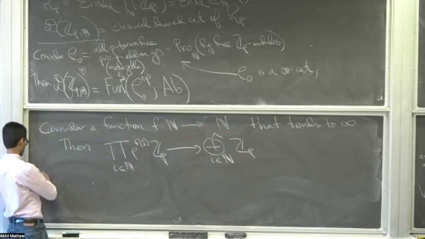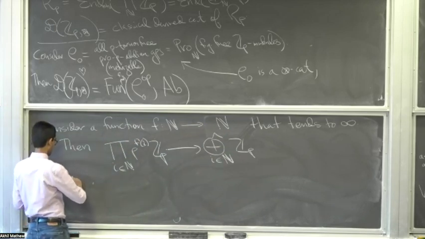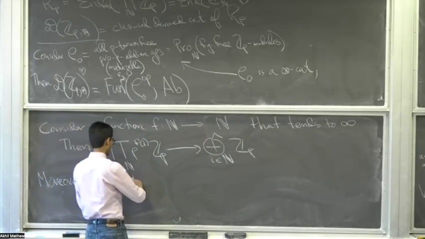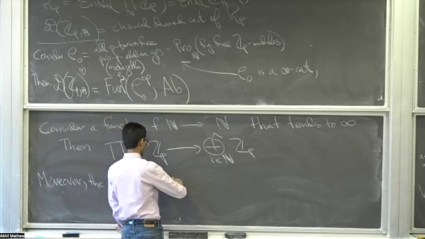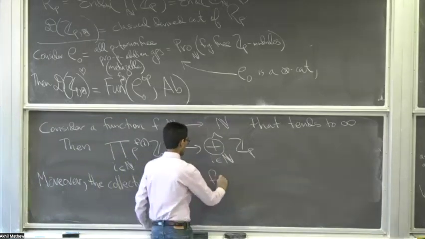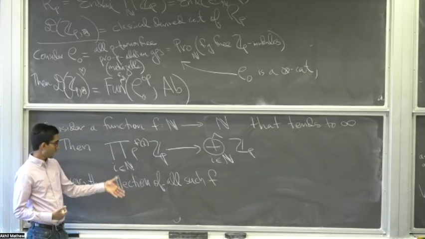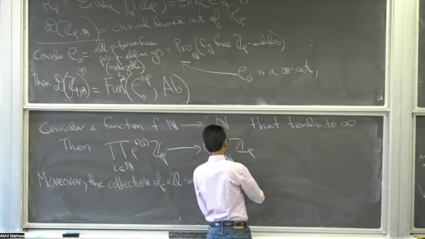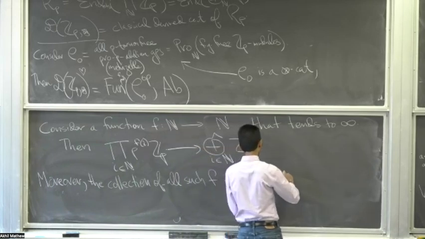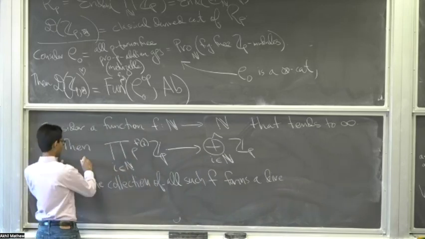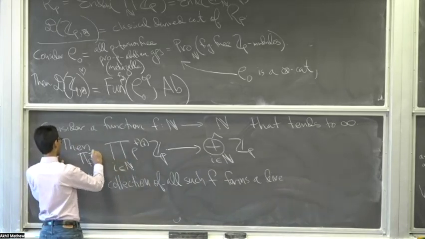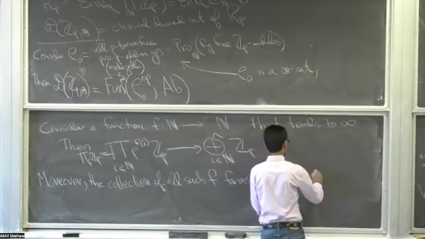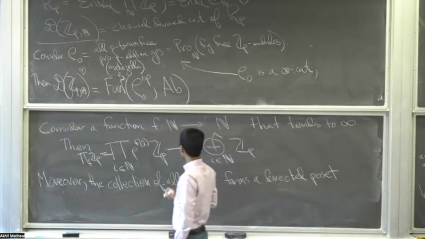So moreover, the collection of all such f forms a poset, and I guess it forms a directed poset. So I don't know, let's call this the product of Z, the directed poset. In fact, this is included.